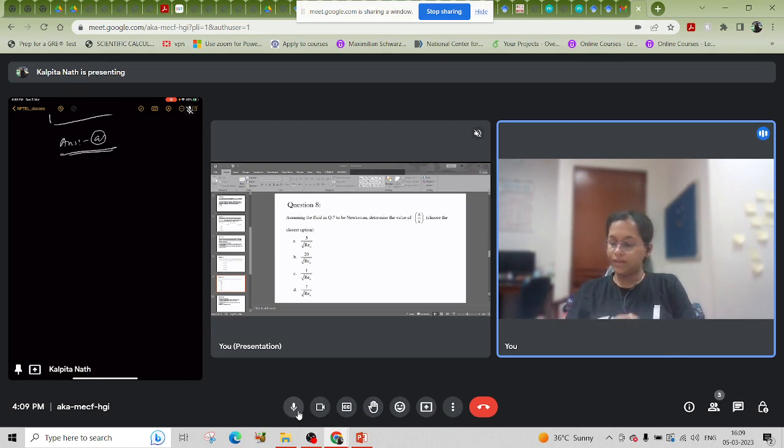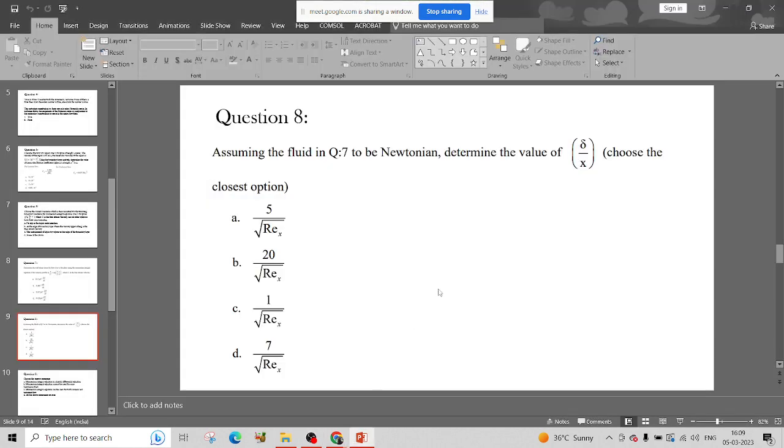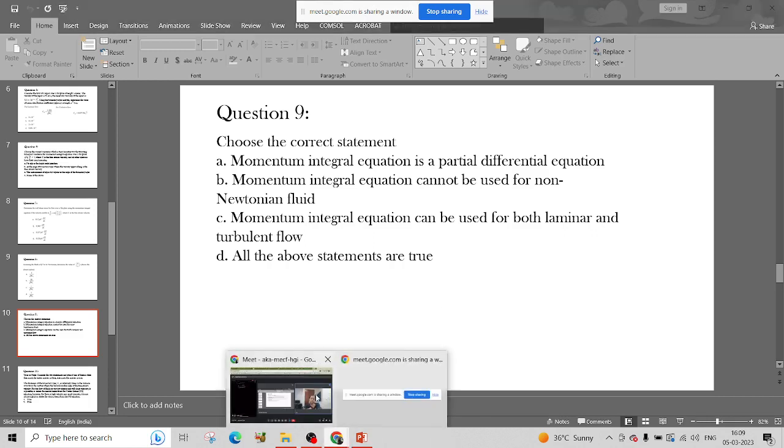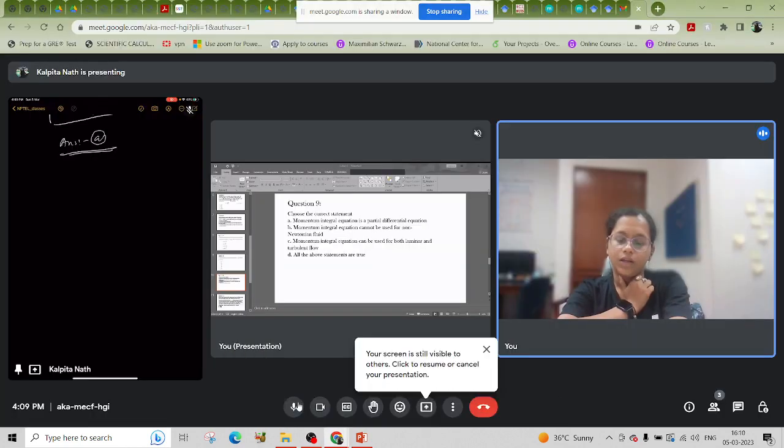Now, let us proceed to question number 9. Choose the correct statement. A: momentum integral equation is a partial differential equation. B: momentum integral equation cannot be used for non-momentum fluid. C: momentum integral equation can be used for both laminar and turbulent flow. D: all the above statements are true. Which one is true? I'll give 1 minute for this and then we'll go on with the solution, and then we will see which of the options will be correct.